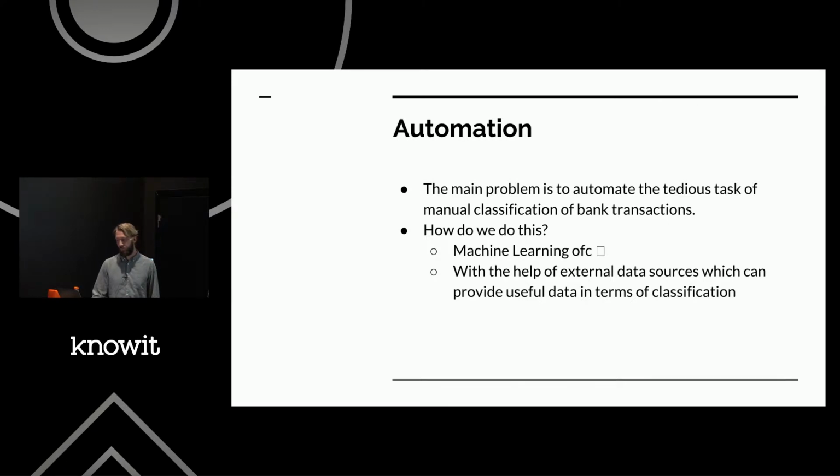So how do we apply automation to this process of labeling transactions? Well, we do this with machine learning, and also with the help of other data sources, which provide useful data in terms of classification.